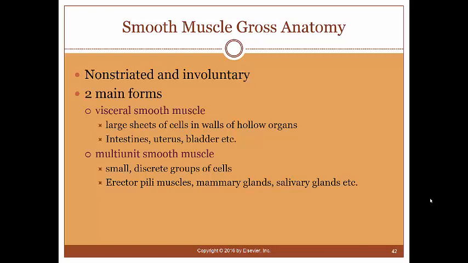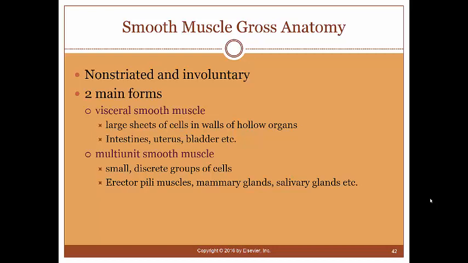There's two main forms. There's visceral smooth muscle. This is going to be found in large sheets, along the walls of hollow organs, so things like our intestines, the uterus, the bladder. And visceral smooth muscle is very important for having peristaltic waves. They move in these large sheets with a wave-like sweeping motion to move things forward like ingesta inside of the intestines, or allow for parturition by expelling the fetus out of the uterus, or by contracting the bladder to allow for urination.